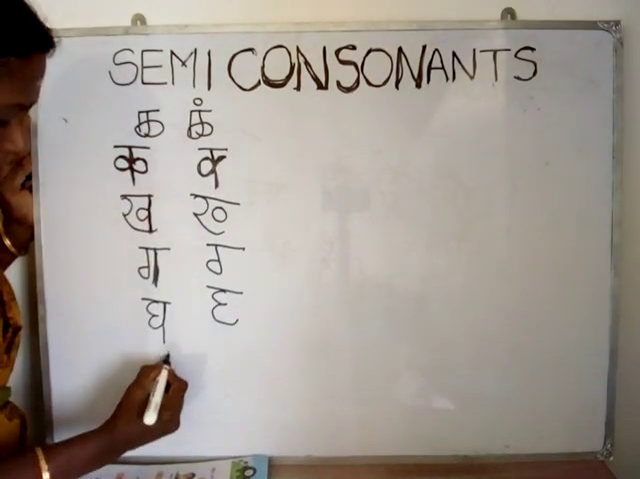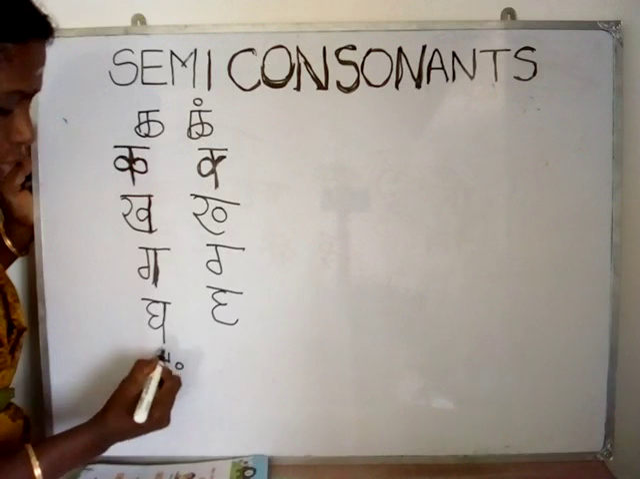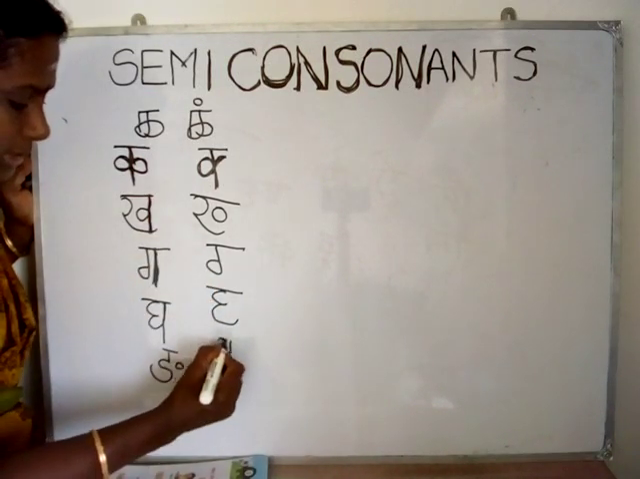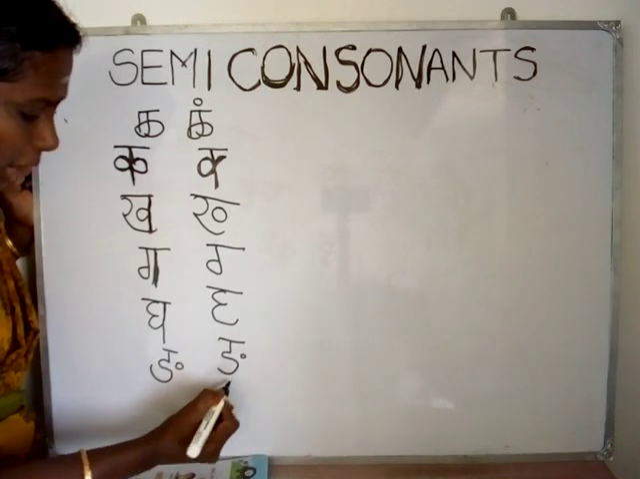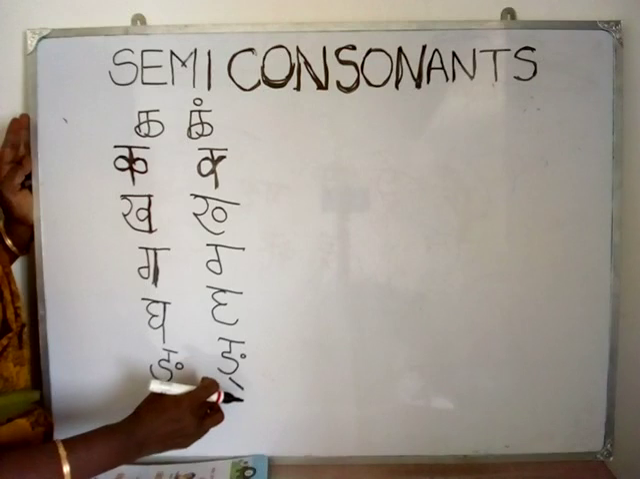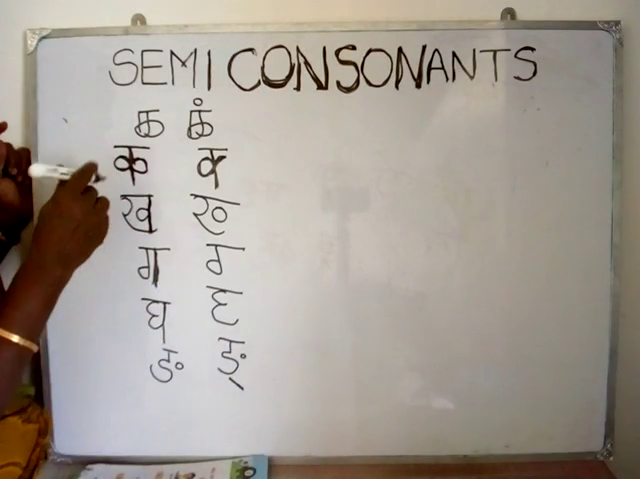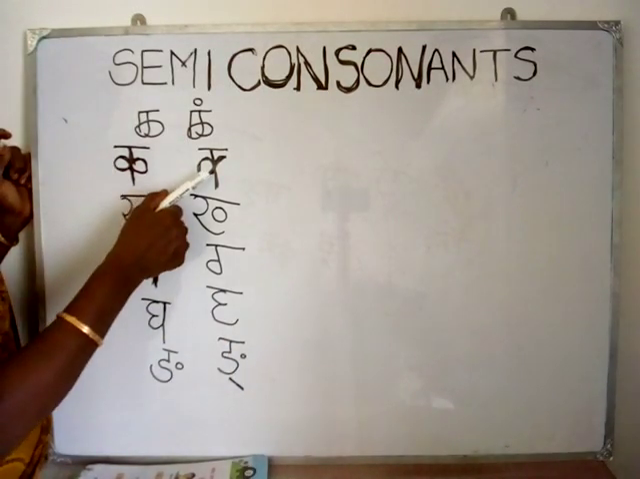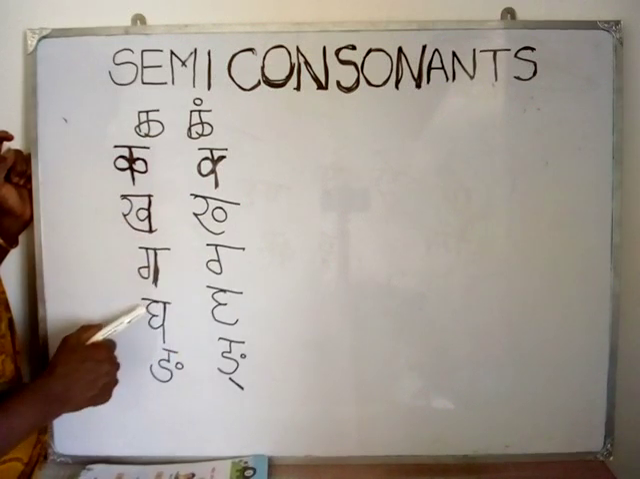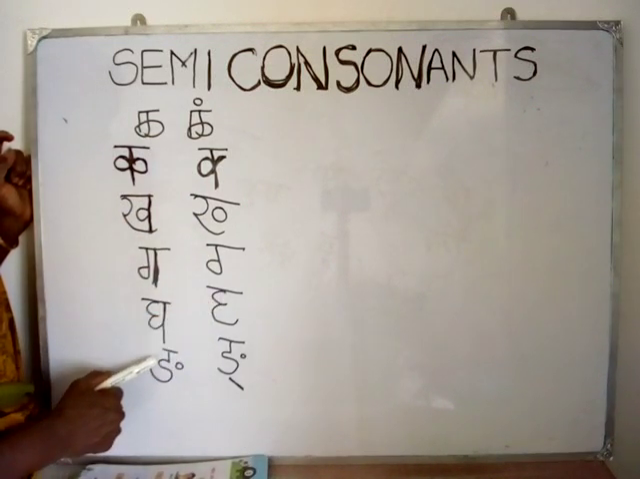But in nga, there is no such line like this. So what you have to do is put a small dot and a cross line. This is called ing. Say ka, ik, ka, ik, ga, ig, ga, ig, nga, ing.